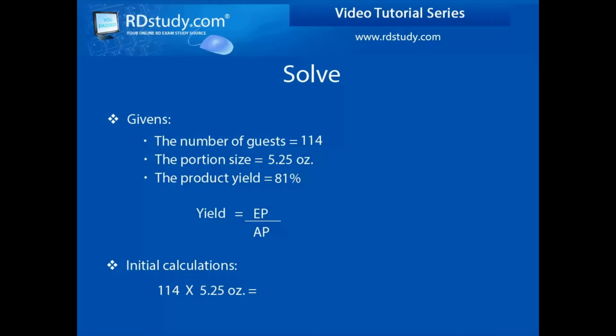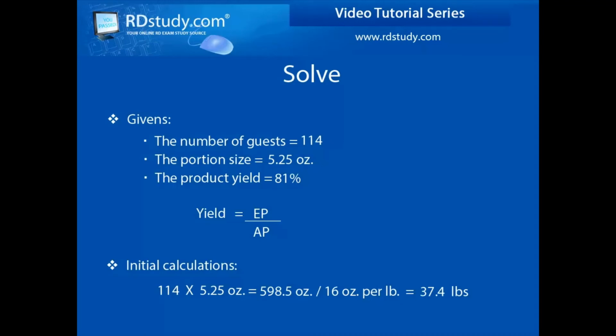114 guests times 5.25 ounces results in an EP value of 598.5 ounces. Dividing by 16 ounces per pound, we are able to determine that we will need 37.4 pounds of edible product, or EP, to meet the needs of the function. We now have 2 of the 3 values required in order to solve.